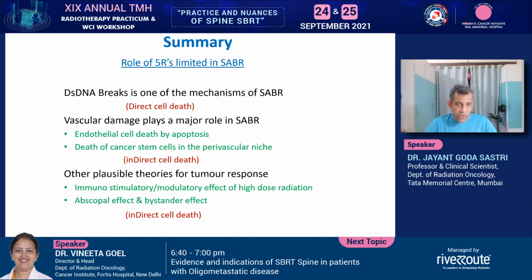Other plausible theories for tumor response in SABR of the spine are the immunostimulatory or immunomodulatory effect of high doses of radiation, and the abscopal effect and bystander effect, which are the major causes of indirect cell death when we are giving SABR.